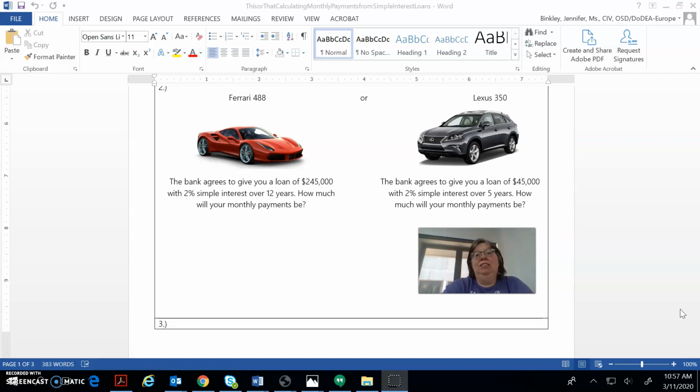And then I would like for you to send me, on Google, what car you would pick, what the price would be, and why you chose that car.